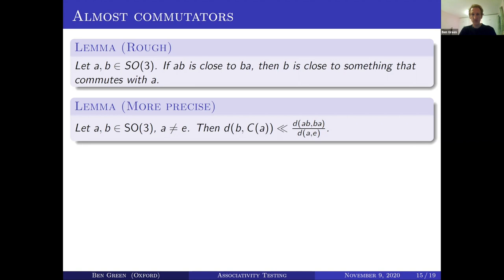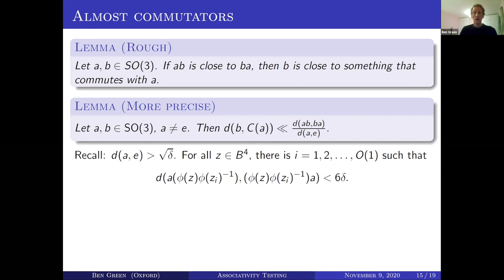So let's take two elements of SO3. And then this is a precise form of what I just said. So it's saying that essentially if AB is close to BA, and if A is not too close to the identity, then B is close to something that commutes with A. So C of A here is the centralizer of A, the set of things that commute with A.